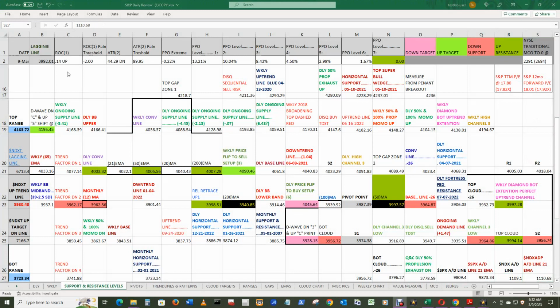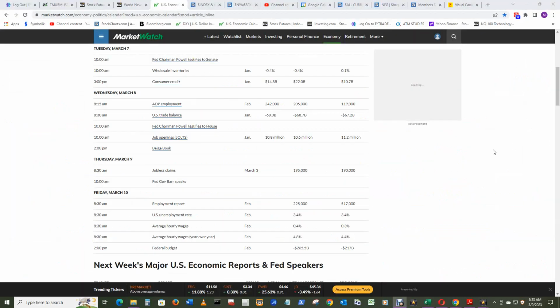And it looks like the calm before the storm. The ROC 1 is right at 0, and the green line just about at 0, and the ATR2 is down in the green zone, and the PPO extreme is right around 0, also at negative 0.22. The New York traditional McClellan breadth oscillator to get back to 0 would require 2,291 advancers over decliners to get back to 0.